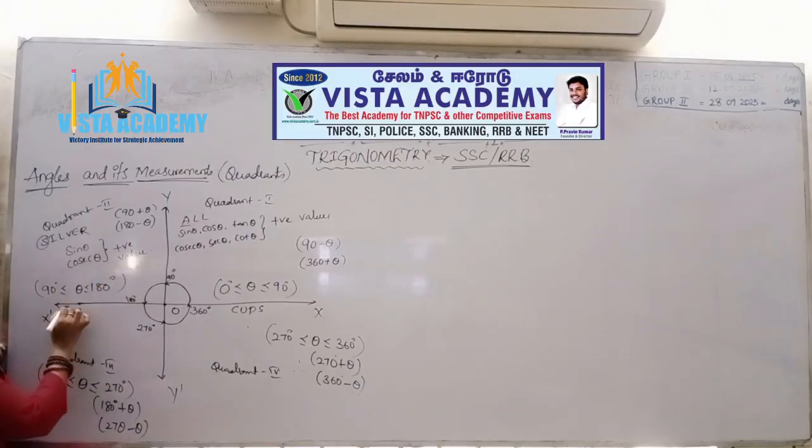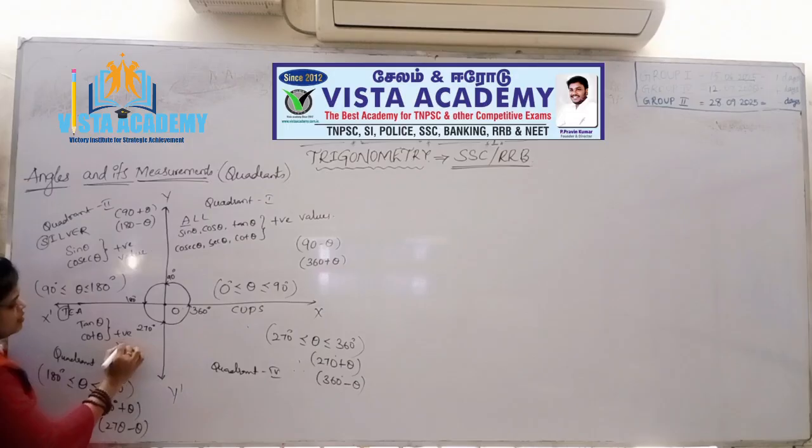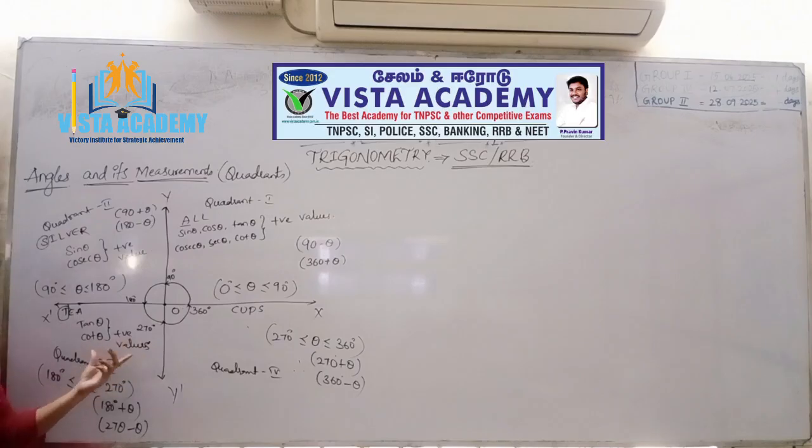Next, coming to the third quadrant, that is T. Tan theta and the inverse of tan theta, which is cot theta. These two values will be positive and the rest of the values are negative in this quadrant. Means sin theta, cosecant theta, cos theta and secant theta are negative. Only tan theta and cot theta are positive.